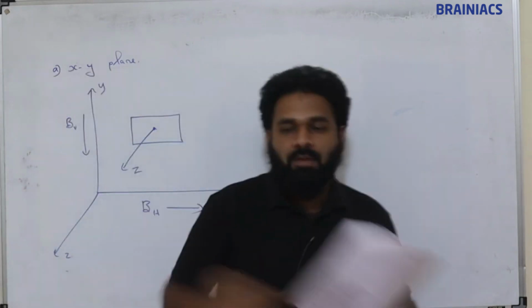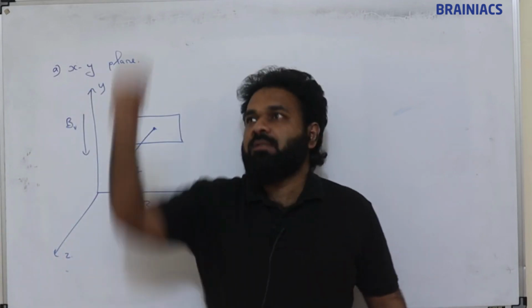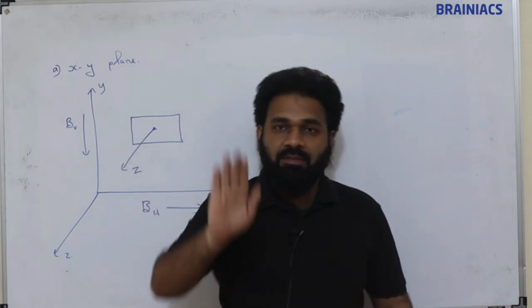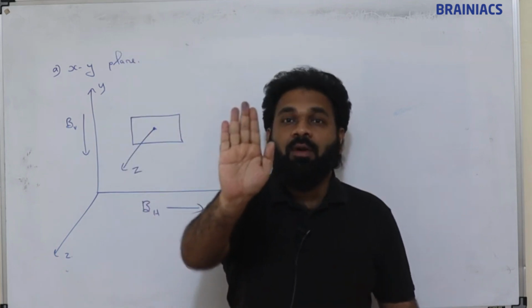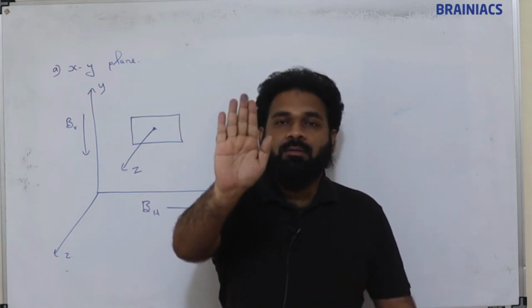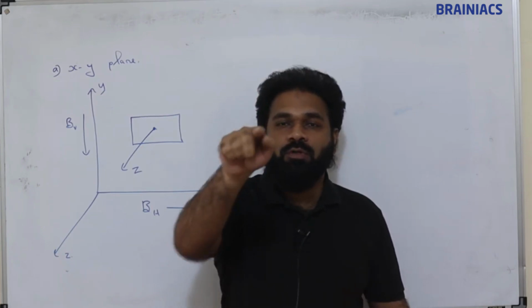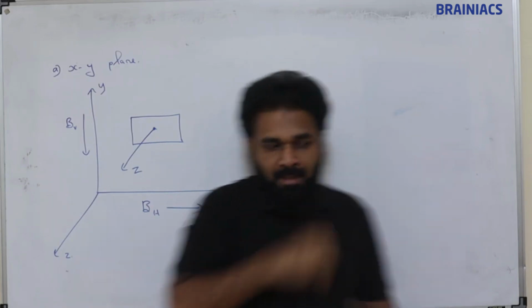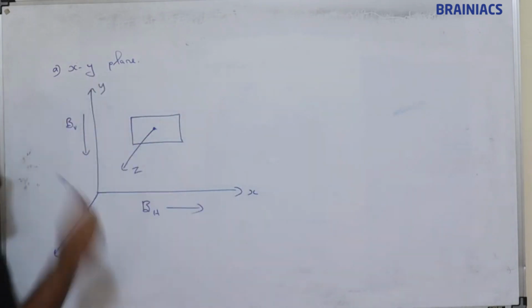See, if this is X, this is Y, and the line towards you is Z, if I keep an area, what is the direction of this area vector? The area vector is towards you. The area vector is normal to the plane of the area. So this is the figure.